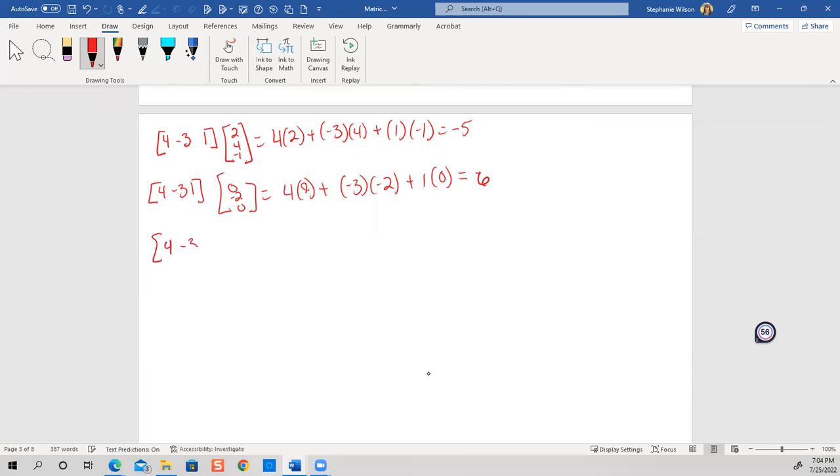Row 1 times column 3. So I got 4 times 1 plus -3 times -1 plus 1 times -3. So now I have what? I have 4 plus 3, which is 7, because negative times negative is positive, right? And then 7 minus 3 is 4.